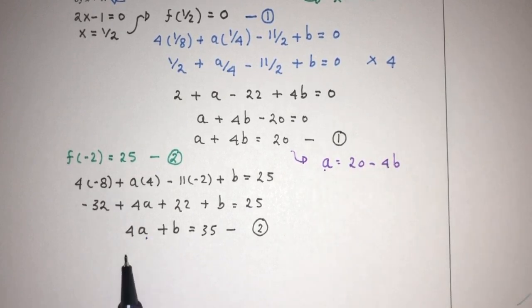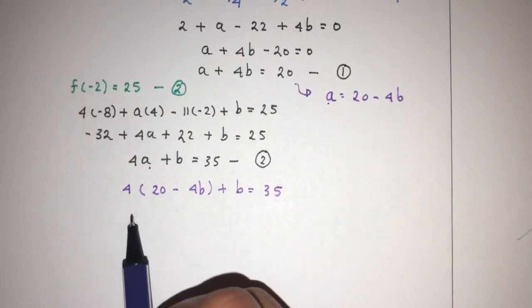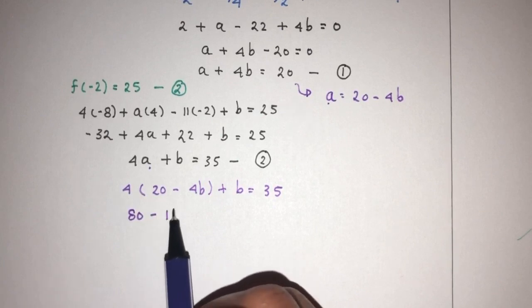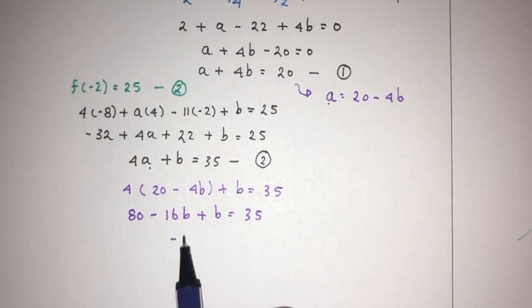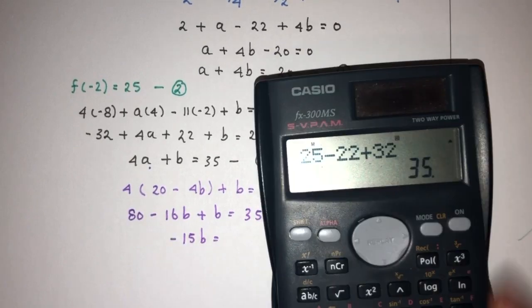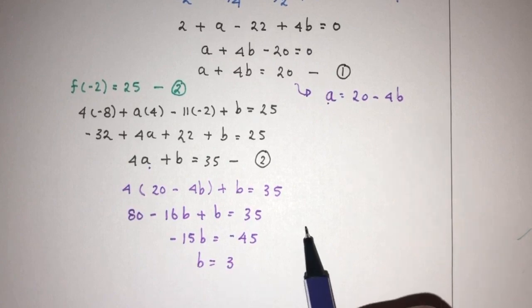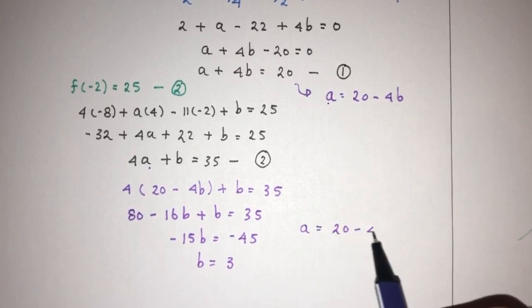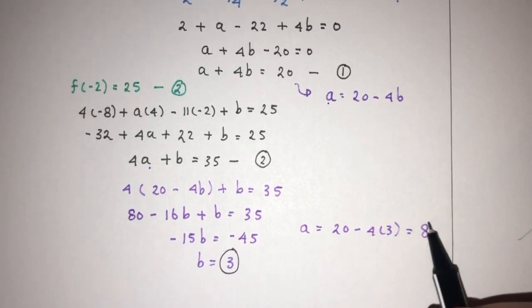Replace a. In here you have 4 times a, which is 20 minus 4b, plus b has to be 35. Now simplify. That will be 80 minus 16b plus b has to be 35. Simplify. That will be minus 15b. That will be 35 minus 80. That will be minus 45. So finally b has to be this divided by this, that should be 3. And then a has to be 20 minus 4 times 3, that should be 8. So this is the value of b and a.